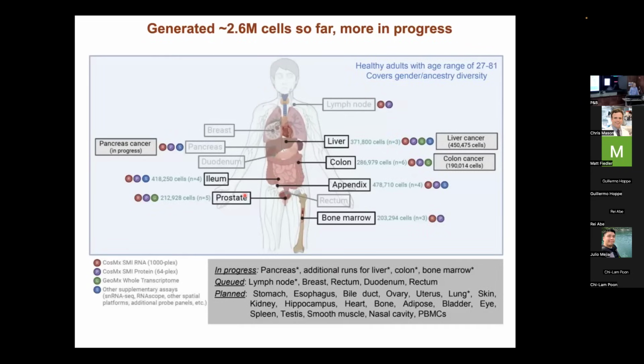So this is an old slide, but it gives you an idea of all the different tissues and where we've gotten to this point. Actually, I should have updated this. Pancreas is already done. We're right now running a few additional runs for the liver, colon, bone marrow done. We're right now running lymph nodes and things like this.